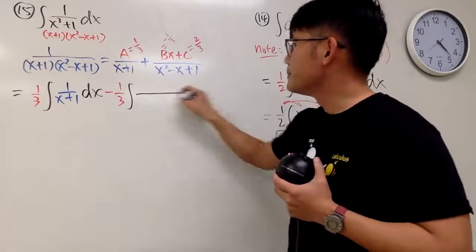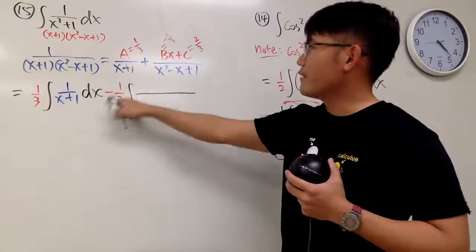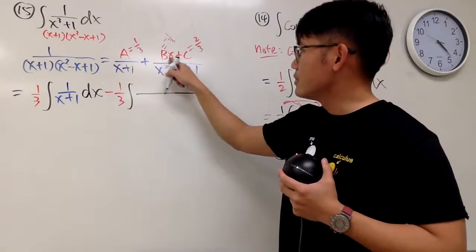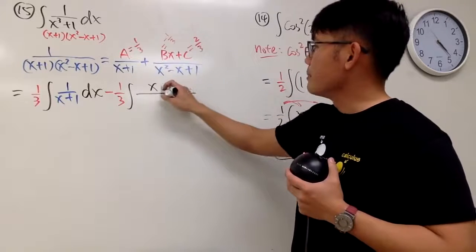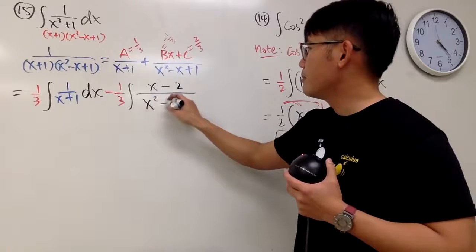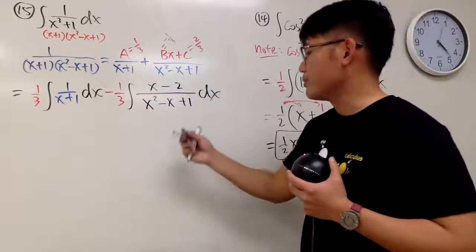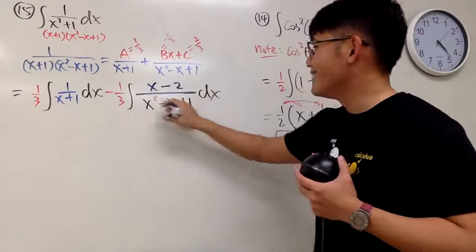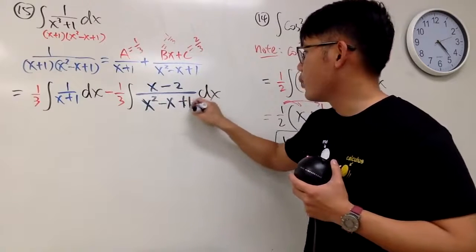Anyway, integrating. I put a negative 1/3 in the front, okay? I factor out the negative. So the b right here, this right here is just going to be x. And then this right here is going to be a minus because I factored out negative, so it's going to be a 2. And then the bottom will stay the same, x squared minus x plus 1. Like that, right? Oh, I should put this down in blue. Let me just do it real quick. x minus 2 over x squared minus x plus 1.